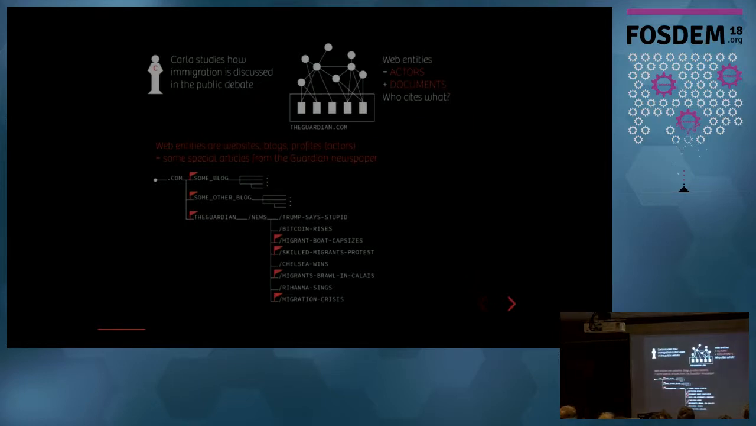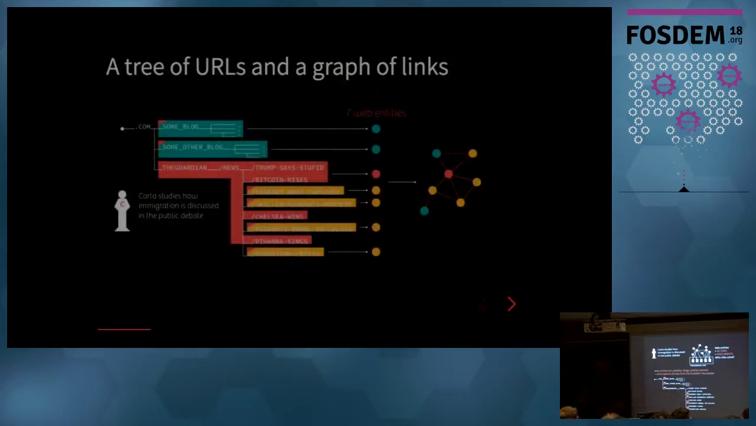And finally, an even more common use case is someone who wants to study actors and documents. So some of the entities are documents and other entities are actors. In this situation, some websites are considered as actors, but also this researcher wants to look into some articles of The Guardian and pick them as relevant. So she's studying migrations. Some articles about migrations are relevant, the others are not. And they should be considered just a part of the rest of The Guardian website.